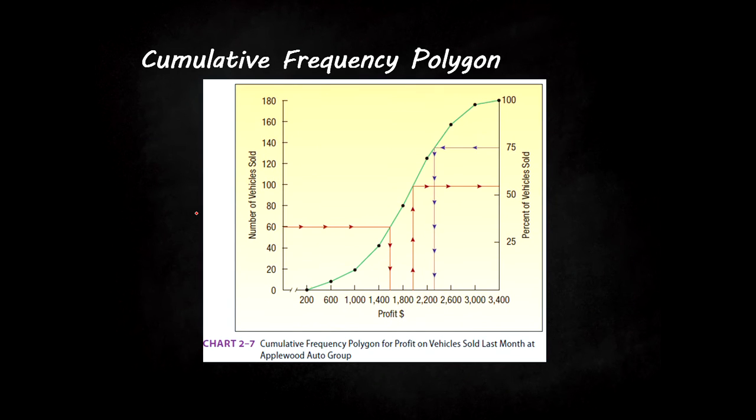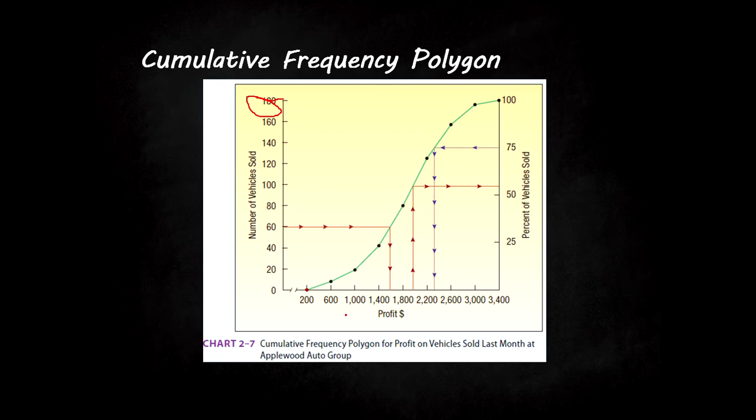Next, we have a cumulative frequency polygon. Notice the cumulative frequency polygon comes down here and goes all the way up to the top. The reason why is because it starts at 0 and goes all the way up to 100%, or starts at 0 and goes all the way up to the total number in the frequency, which is 180.